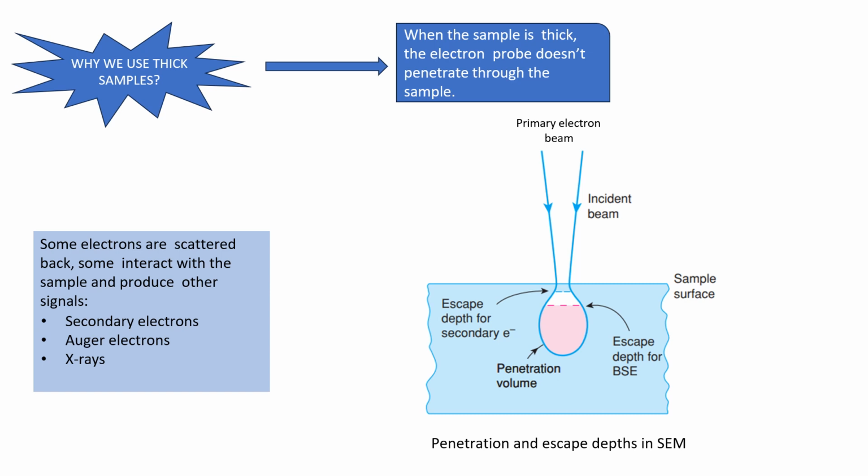Here, some electrons are scattered back, and some interact with the sample and produce other signals: secondary electrons, backscattered electrons, Auger electrons, and X-rays. Here is the diagram showing that secondary electrons come from closer to the surface, and the backscattered electrons come from deeper within the sample.